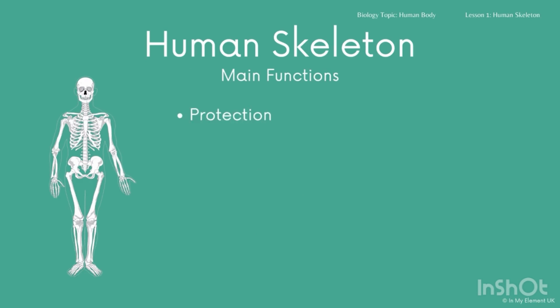So first one we're going to look at is protection. So the skeleton contains many bones, and the bone is really tough, hard, rigid, and they protect organs. So for example, we'll look at two that are really key. Look at these two sets. If we look at these ribs, okay, they form your chest cavity. So inside there are your lungs and your heart. So they are really key to protecting those two vital organs.